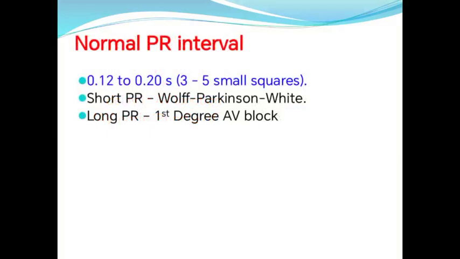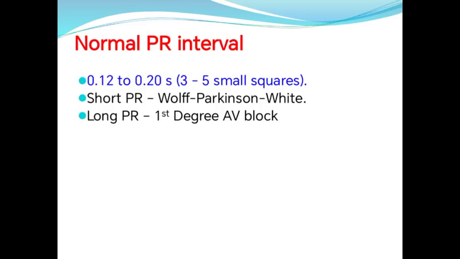The normal PR interval is from 0.12 second up to 0.20 second. That means 3 to 5 small squares. We have a short PR interval in what's called Wolff-Parkinson-White syndrome. That's an inherited arrhythmia. We have a short PR interval because there is an accessory pathway that bypasses the AV node, so this makes it very short.